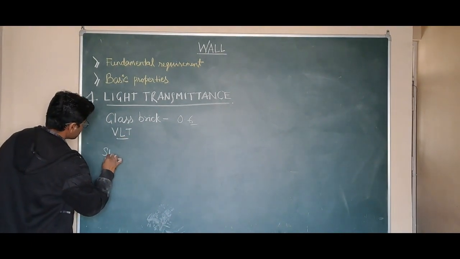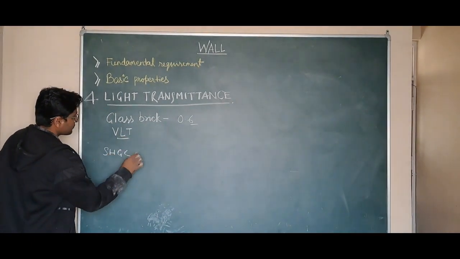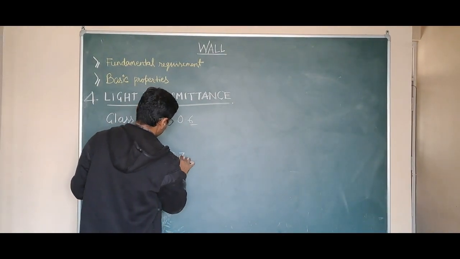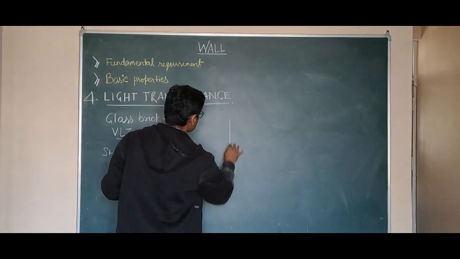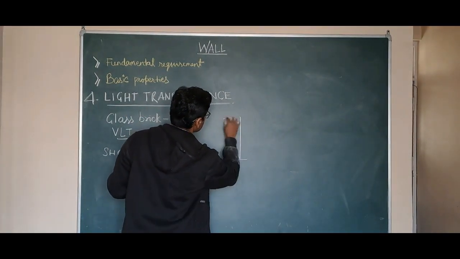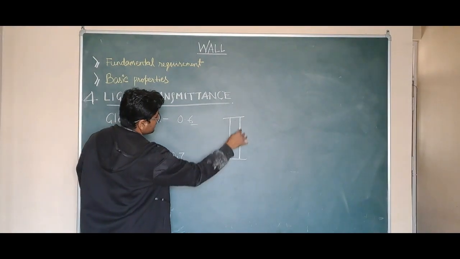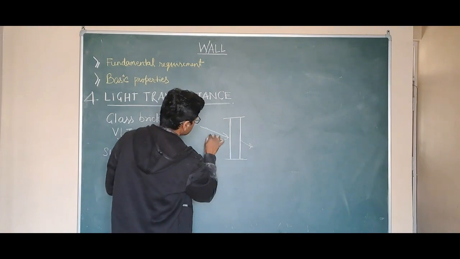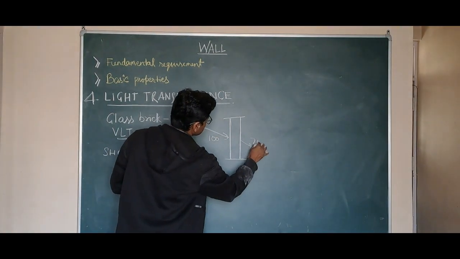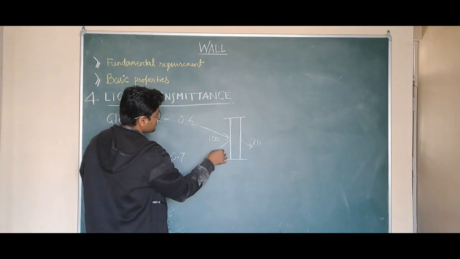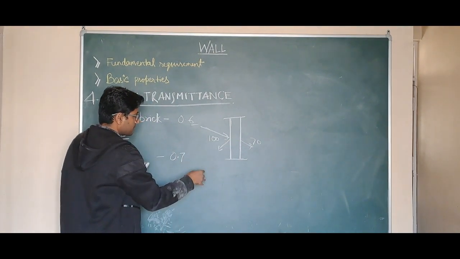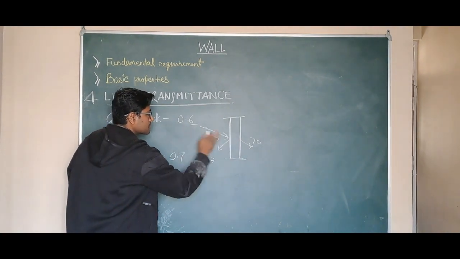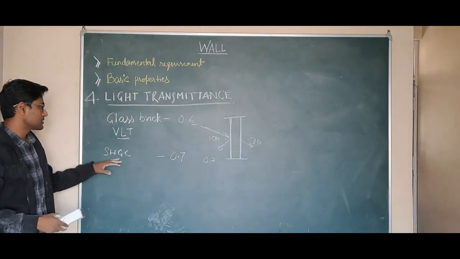Another term is SHGC, solar heat gain coefficient. In glass brick it would be maybe a little higher. So what is SHGC? Suppose you have this glass or any other material and solar radiation is hitting it. Suppose you have 100, 70% is going to cross and 30% is absorbed or reflected back. So the value here will be 0.7. It is how much solar radiation is passing through this material. That is the SHGC value.